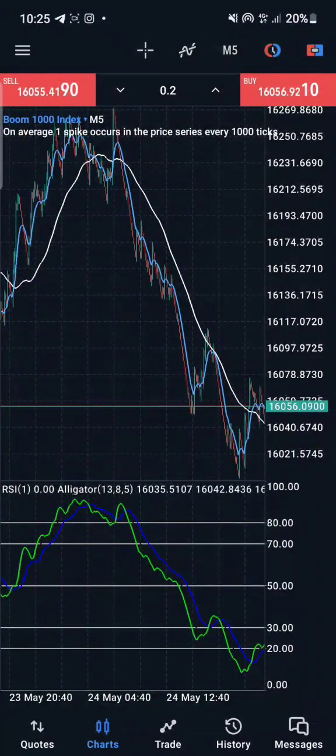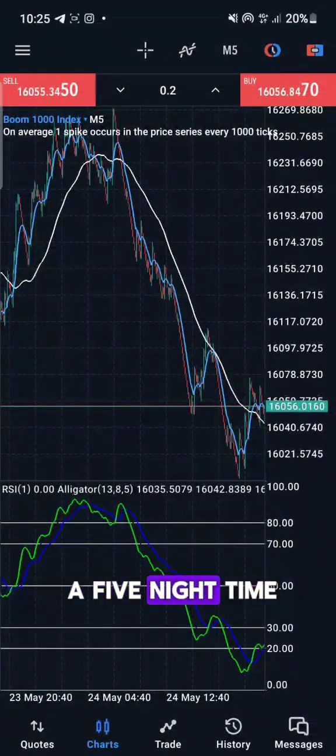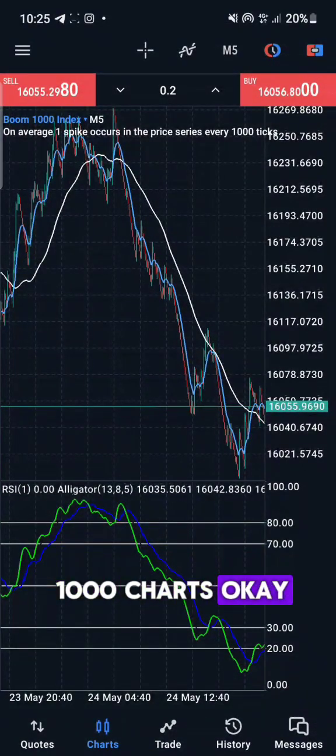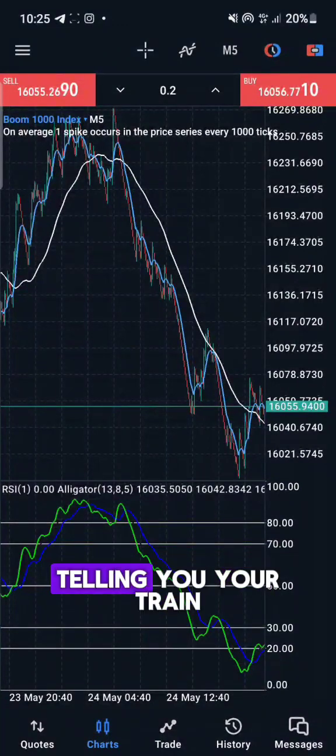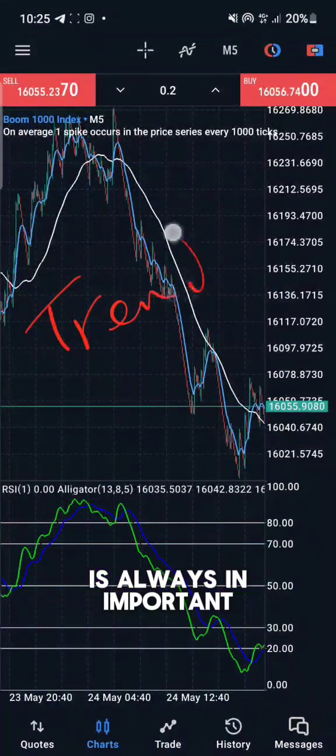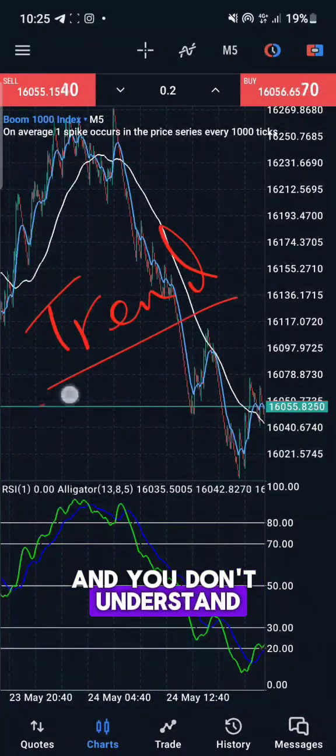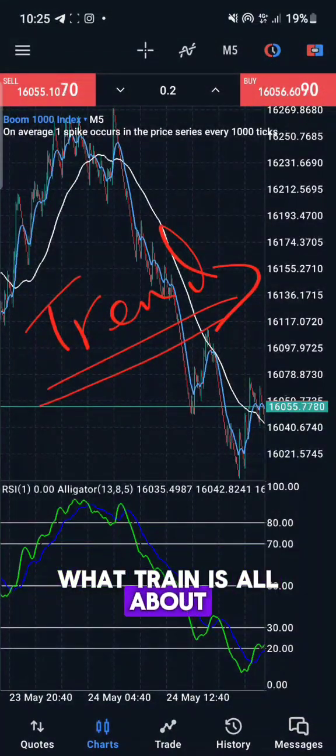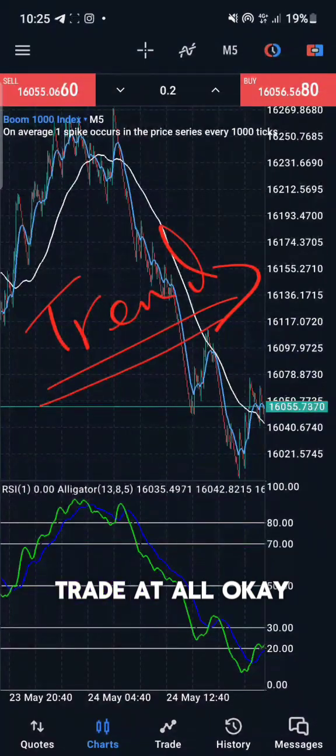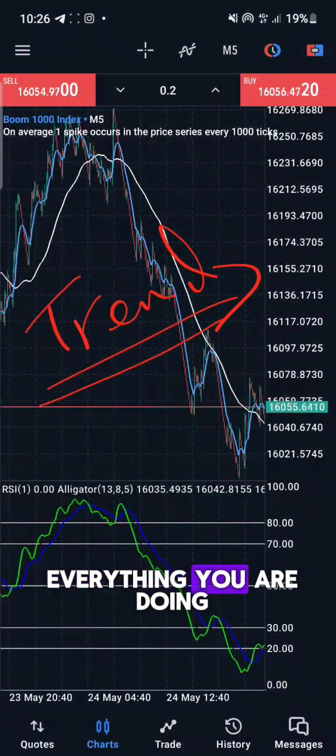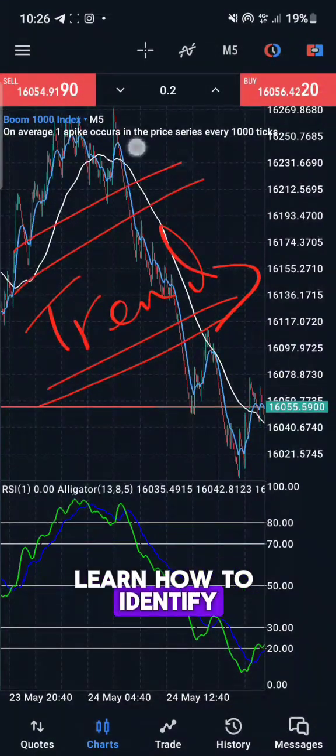Okay, first of all, I'm on the 5 minute time frame and on the Boom 1000 chart. Okay, and of course, like I've always been telling you, your trend is always important. If you are going to trade and you don't understand what trend is all about, then don't go into trade at all. Okay, because this is very important in everything you are doing. Learn how to identify the trend.